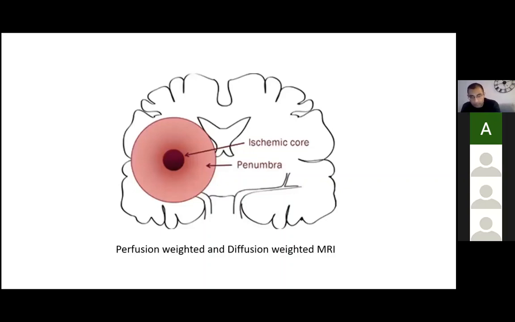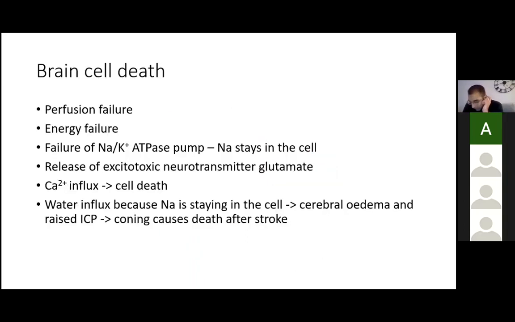So you've got your ischemic core, and then you get this penumbra around the ischemic core, which is at high risk of becoming part of the ischemic core. So just to understand brain cell death: you get perfusion failure, which causes brain cell death. This causes energy failure. If there's not enough blood going to the brain, you can't have energy to drive the sodium-potassium ATPase pumps. Therefore the sodium stays inside the cell, and this releases the excitotoxic neurotransmitter glutamate. This causes a calcium influx into the cell, and this causes the cell to die.